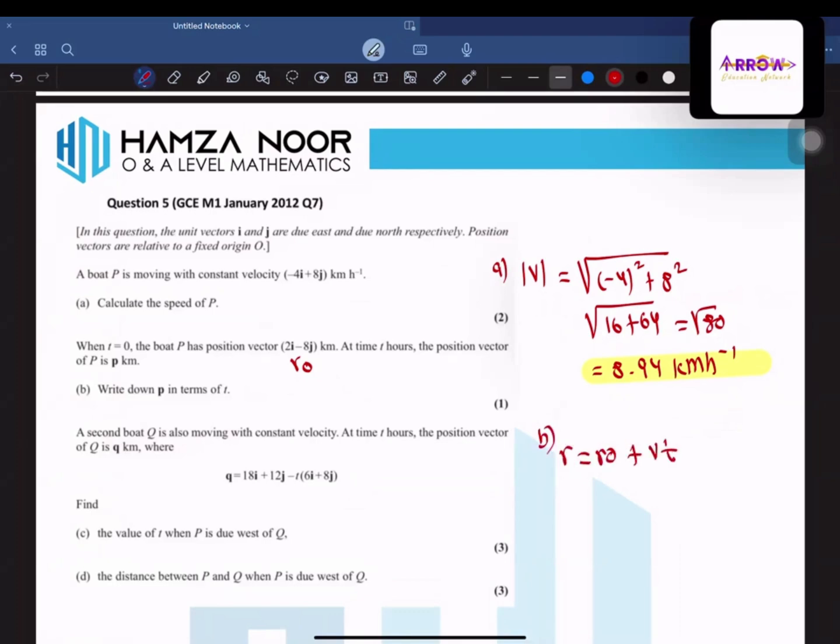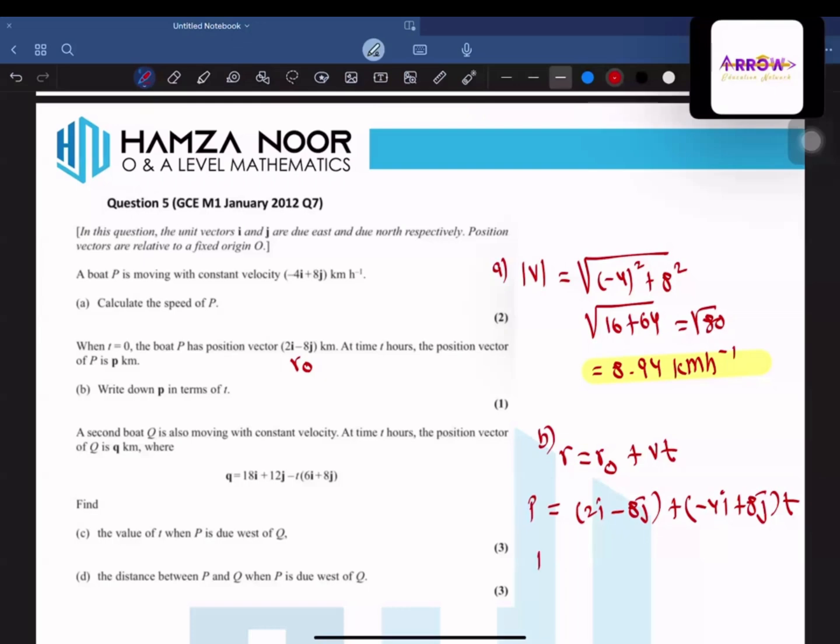Specifically, the r vector is called the small p vector. So in place of r, I'm going to write p, and r is equal to r naught plus vt. Let me make this subscript 0 a little perfect. So in place of r, we are going to write p. The initial position vector is 2i minus 8j, and the constant velocity vector is given to you in the question, which is minus 4i plus 8j multiplied by t. If you leave your answer in this form, this is also perfectly fine.